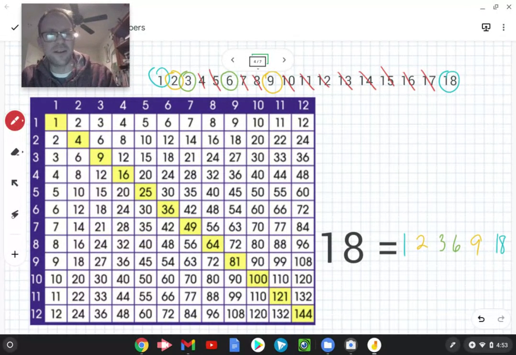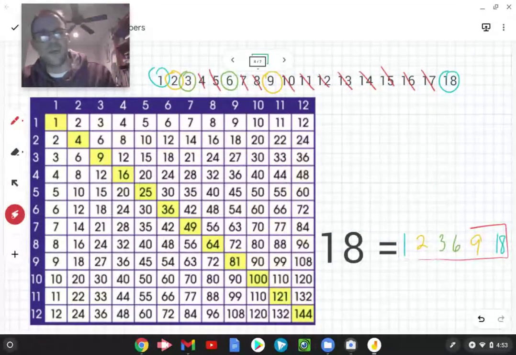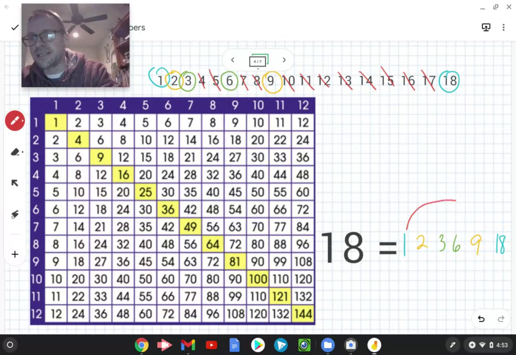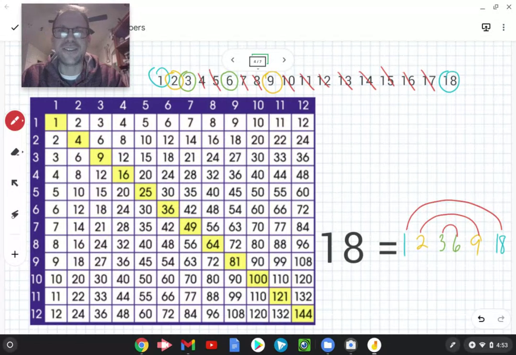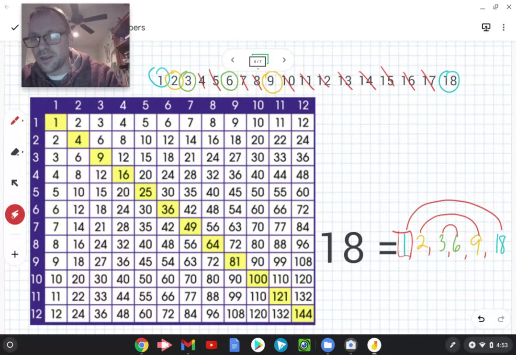So here we have our final factor list, and we can use a rainbow to keep them organized. 1 and 18, 2 and 9, and 3 and 6. Gosh, that looks even more like a rainbow, doesn't it? So we have 1, 2, 3, 4, 5, 6 factors.